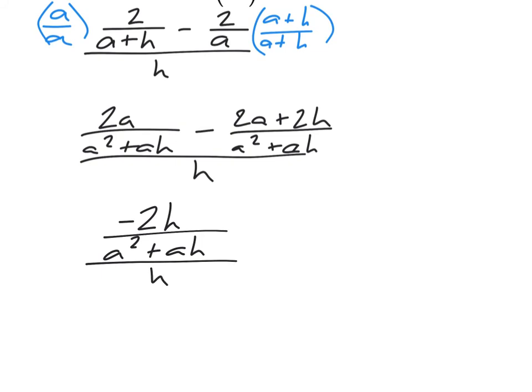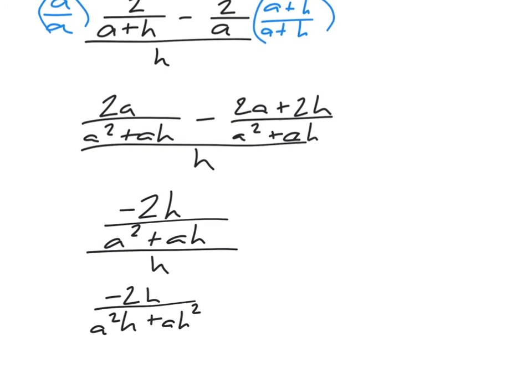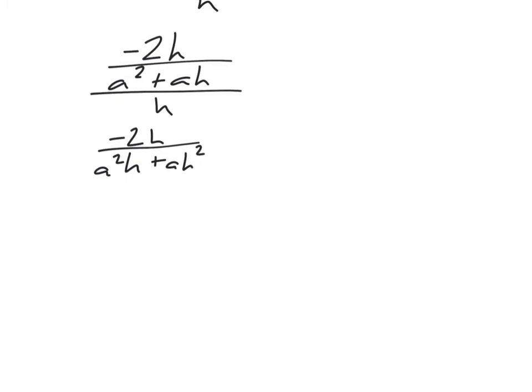So now I can go ahead and divide that top fraction by h, which is going to give me negative 2h over a squared h plus a h squared, which means that, notice, I now do have h's in both the top and the bottom that I can cancel out. So I can cancel that one with this one and one of those. And so I end up with a negative 2 over a squared plus ah. And if you want to take the negative out front of the fraction as a whole, that's a good thing to do.